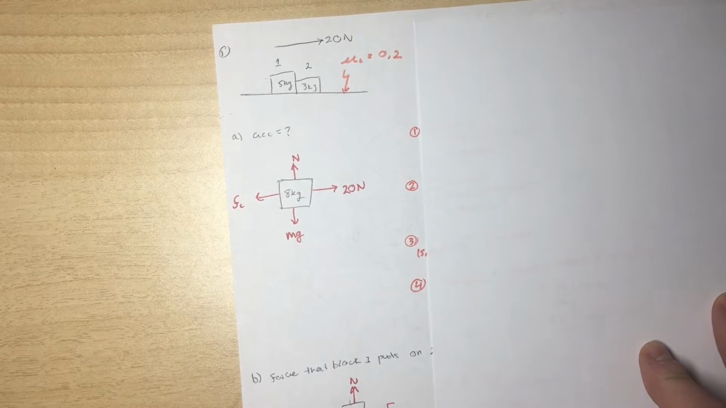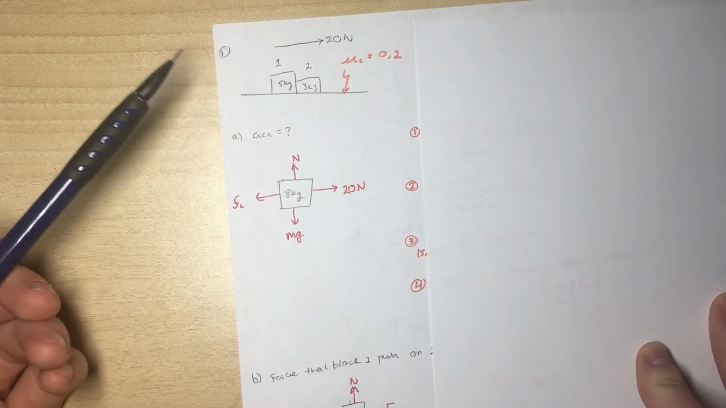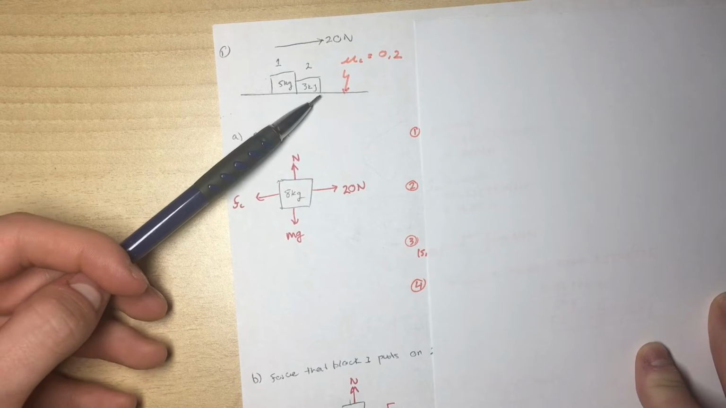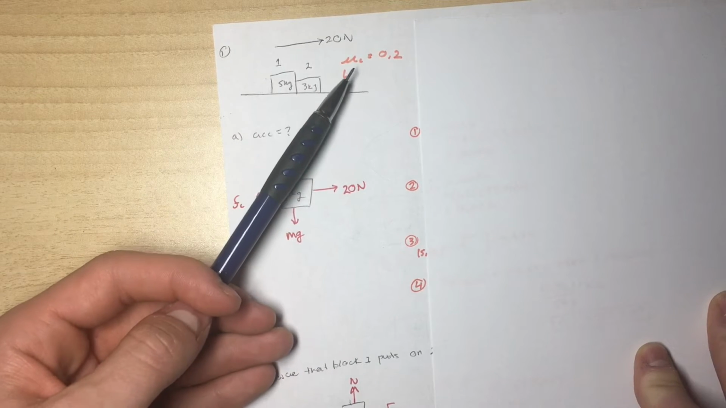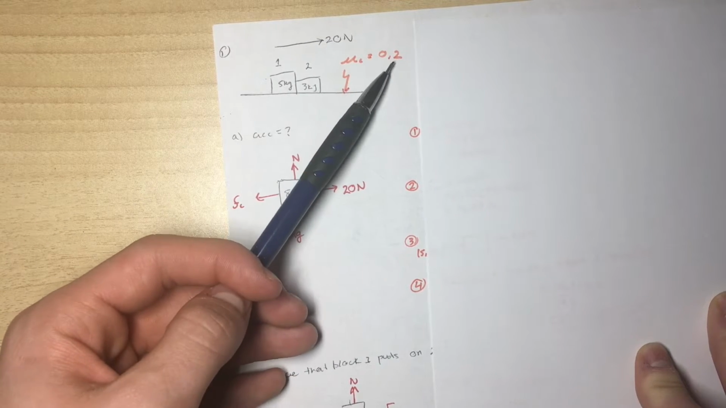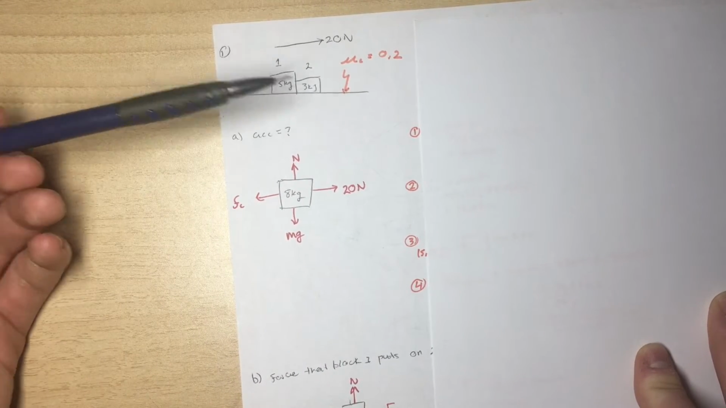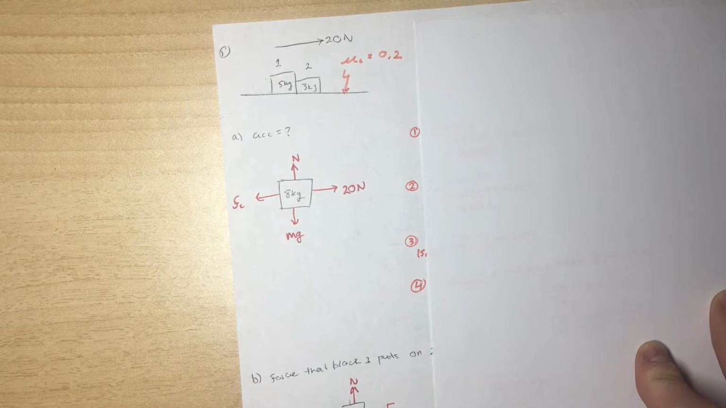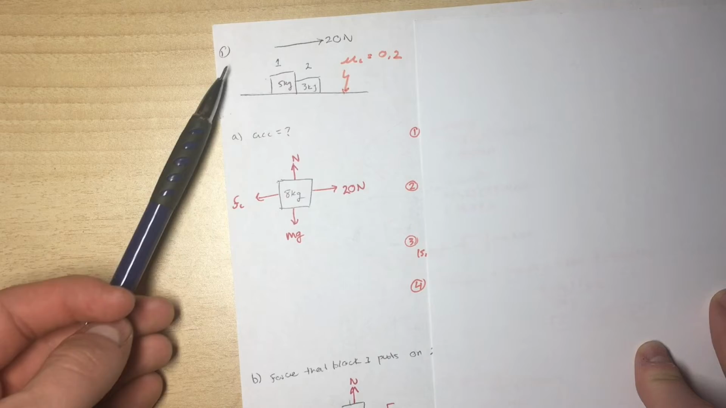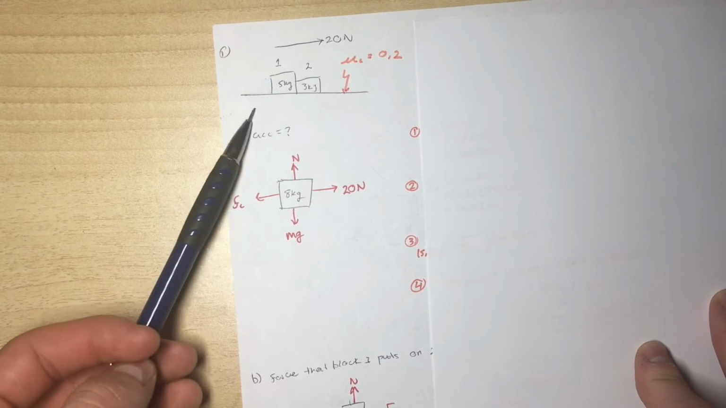Okay, so let's say we had the following question in which there's two blocks, one that's 5 kilograms and one that's 3 kilograms. And they're both on a surface that has a coefficient of friction of 0.2. There's also a 20 Newton force going horizontally. So if the first question were to say, what's the acceleration of the system?